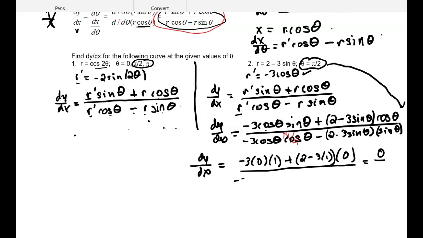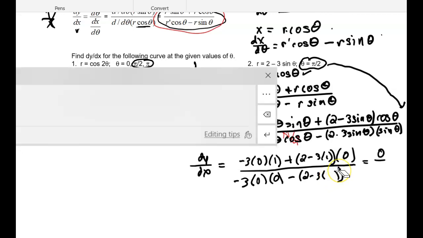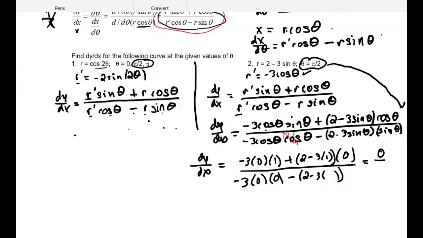In the denominator, negative 3, cosine of pi over 2 is 0. So both of those, we're going to get 3 times 0 times 0. Minus 2 minus 3, and the sine of pi over 2 is 1. And then again, another sine of pi over 2 is a 1. So we would get these to go away, but we would get a negative 1 times 1. So our denominator is 1, so this slope is 0.